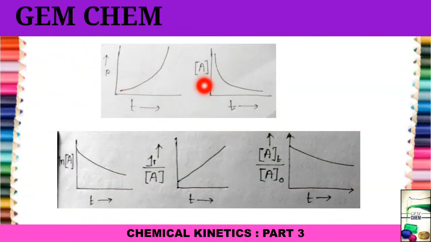This is the concentration graph with time, which we have already derived using the equation. This is the ln plot, that is, we are taking the ln plot of A. So this will be slightly different in slope. Similarly, we have already seen this graph when 1 by A versus time is plotted, and this is the At by A0 graph, which is decreasing but less rapidly.